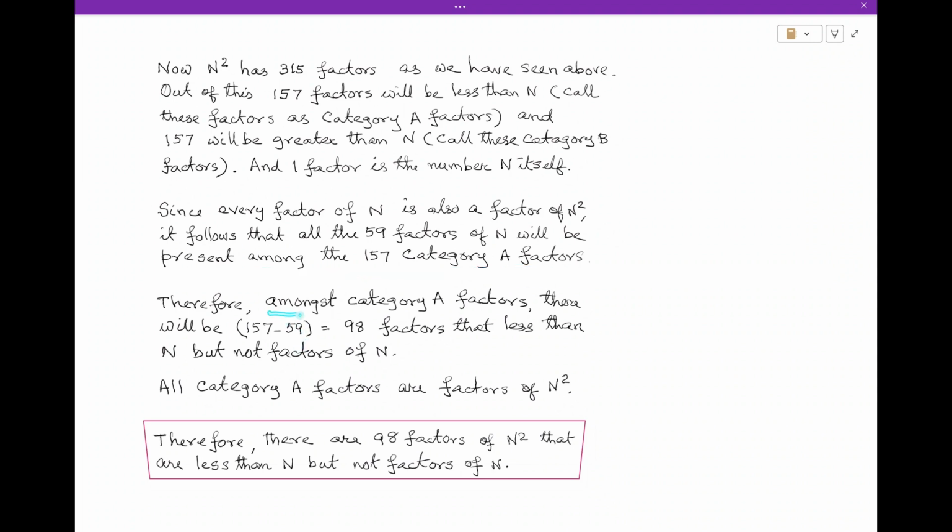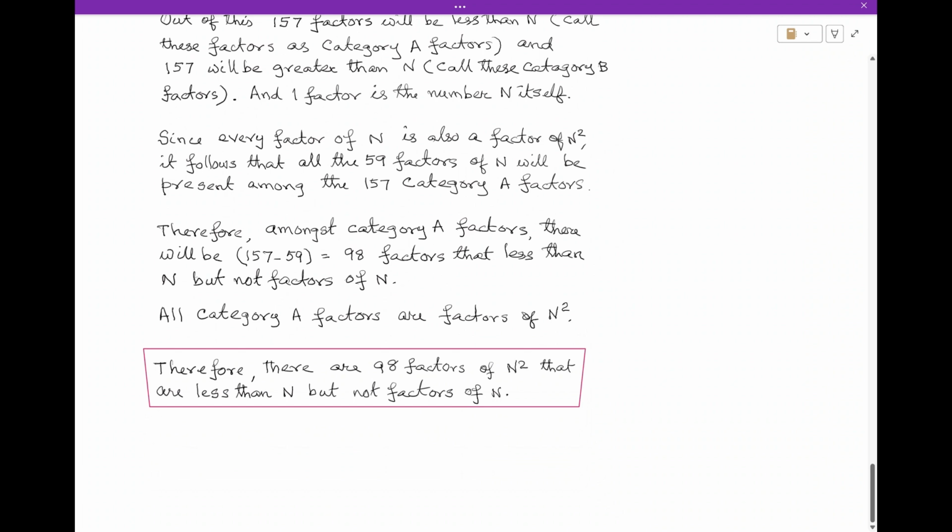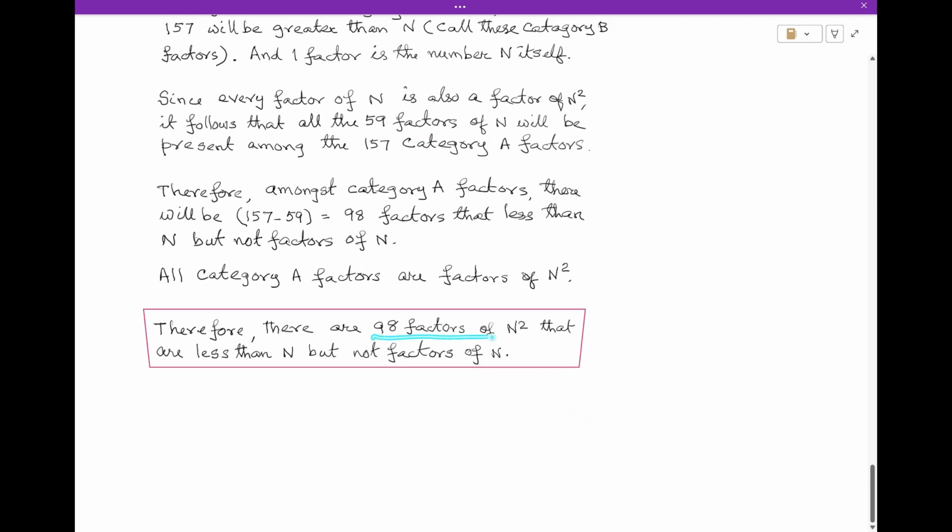Therefore, amongst the category A factors, there will be 157 minus 59, that is 98 factors that are less than n but not factors of n. All category A factors are factors of n square. Therefore, there are 98 factors of n square that are less than n but not factors of n. That is the answer. Thank you.